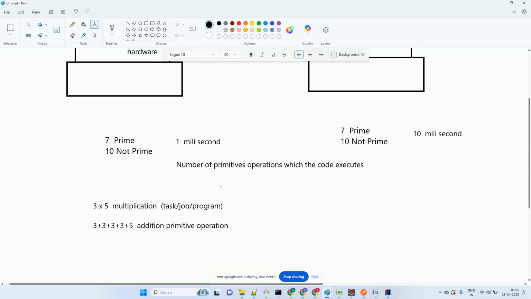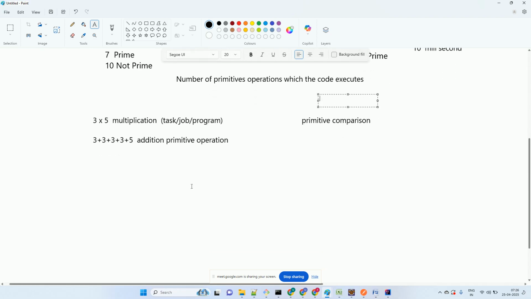Similarly, I want to check whether the number is prime or not. So the primitive operation over here is comparison. Because a prime number, let's say if I'm assuming 7 as a prime number, 7 will be divisible from 1 to itself only 2 times, right?